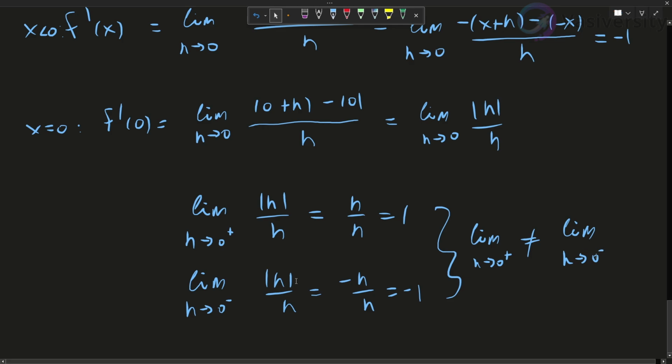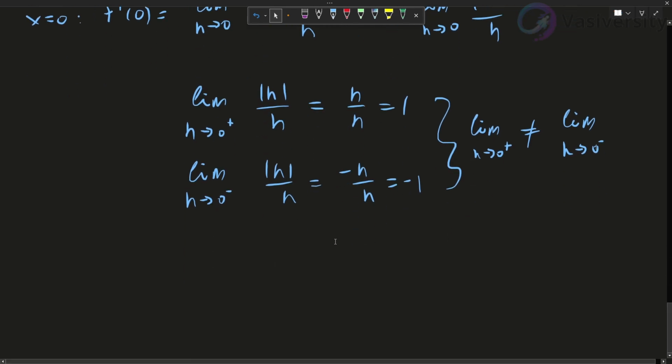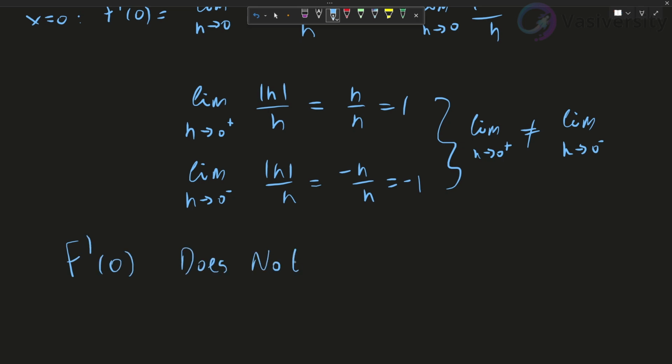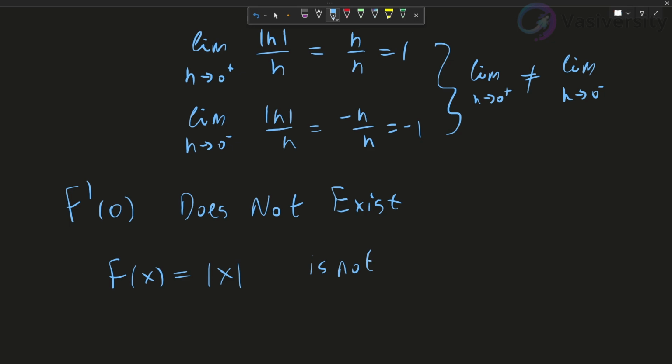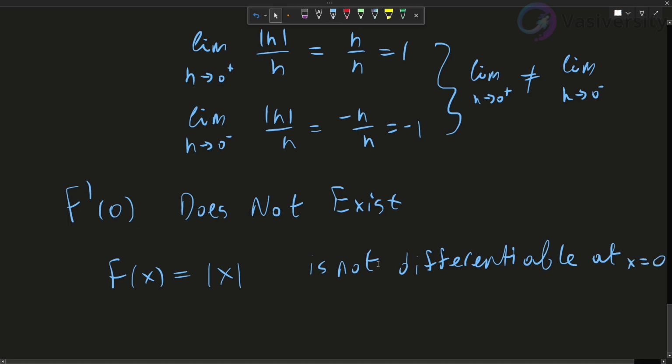So what does that mean? That means that f prime at 0 does not exist. So that means that f of x equal to the absolute value of x is not differentiable at x equals 0. Okay. So that leads us, right? We saw that the limit fails to exist. So does that mean the function is not continuous, right?